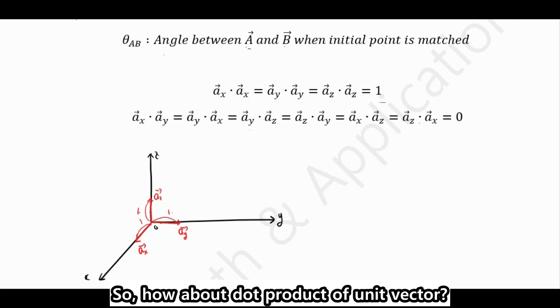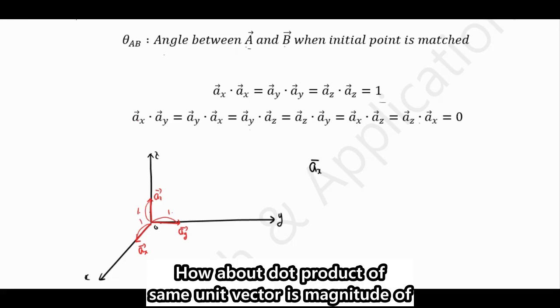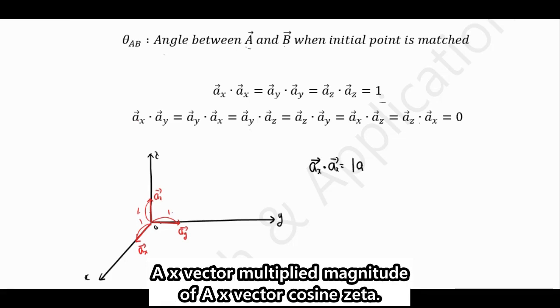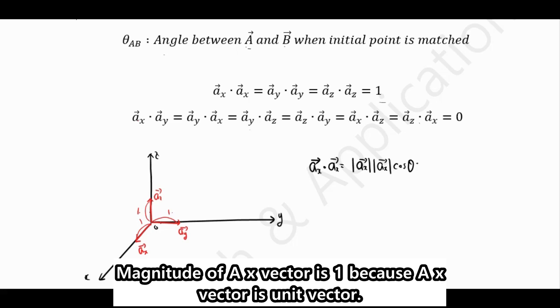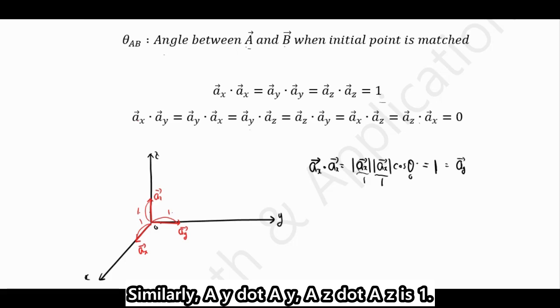So how about dot products of unit vectors? The dot product of the same unit vector is the magnitude of AX vector multiplied by the magnitude of AX vector times cosine theta. The magnitude of AX vector is 1 because AX vector is a unit vector. Theta equals 0. So this becomes 1. Similarly, AY dot AY and AZ dot AZ are 1.